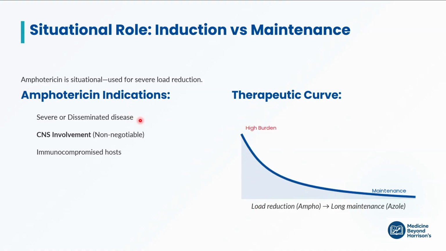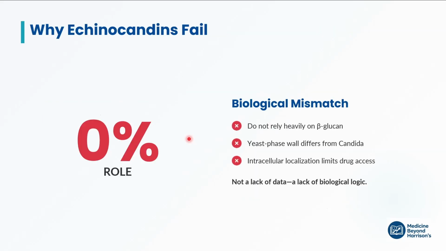This is a situational role only, but in most cases, fungal azoles will be more than sufficient. Talking about echinocandins: the conazoles, posaconazole, these groups of drugs are very much sensitive, whereas caspofungin, micafungin, and anidulafungin, which are the echinocandins, have 0% role for these dimorphic fungi because they do not rely heavily on beta glucan. So the yeast phase wall differs from the wall in Candida.